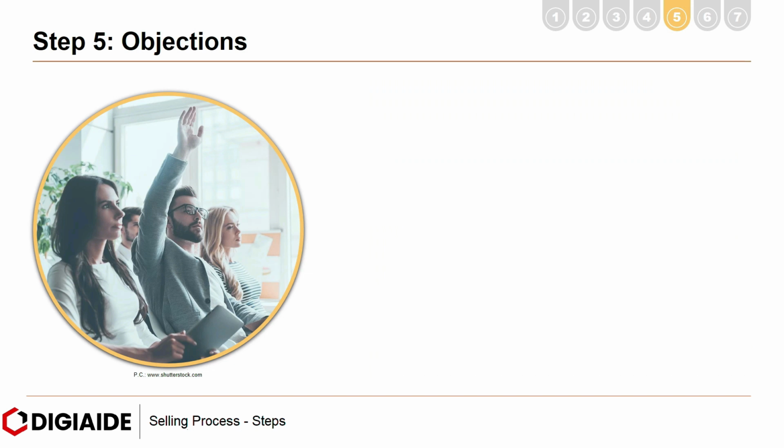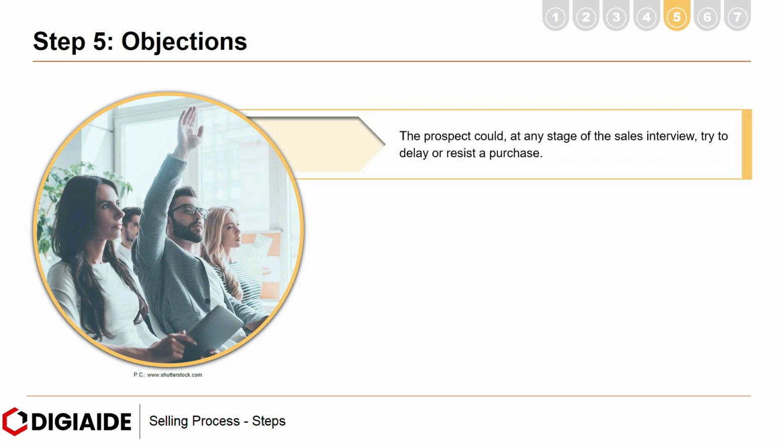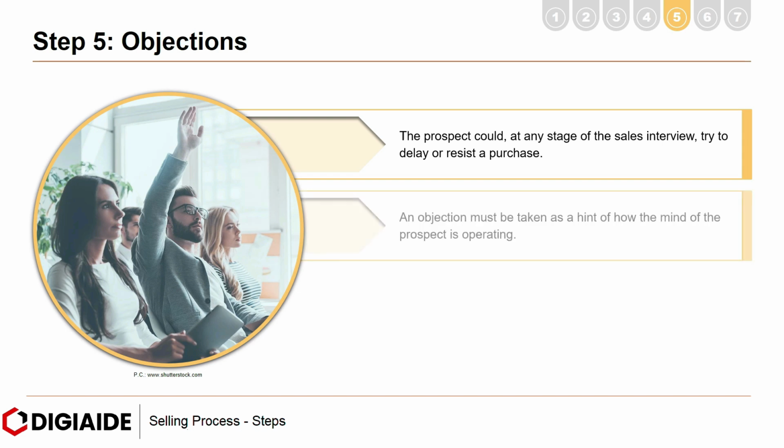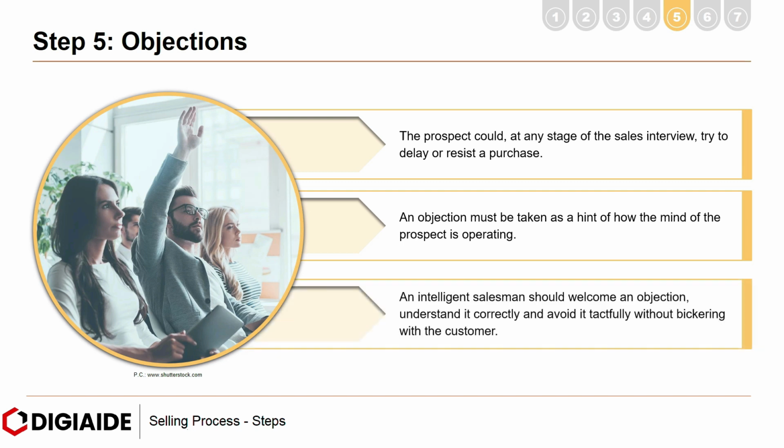Moving on to step 5, objections. The prospect could at any stage of the sales interview try to delay or resist a purchase. An objection must be taken as a hint of how the mind of the prospect is operating. An intelligent salesman would welcome an objection, understand it correctly, and avoid it tactfully without bickering with the customer.